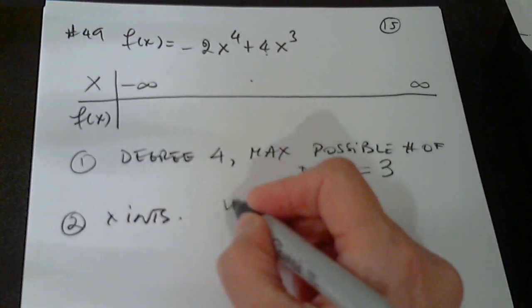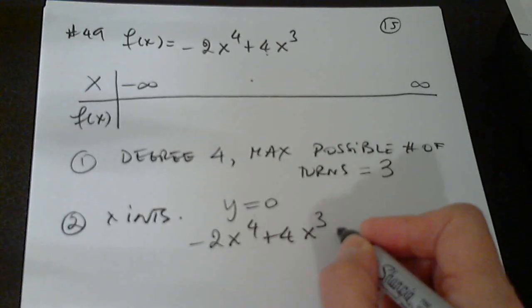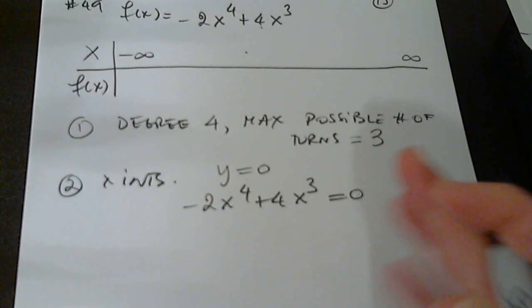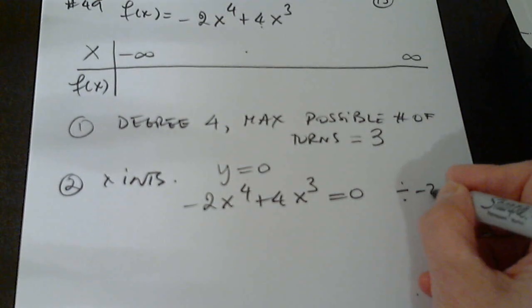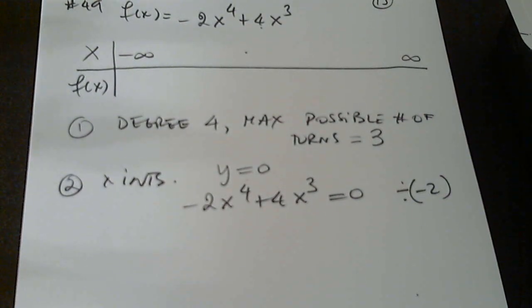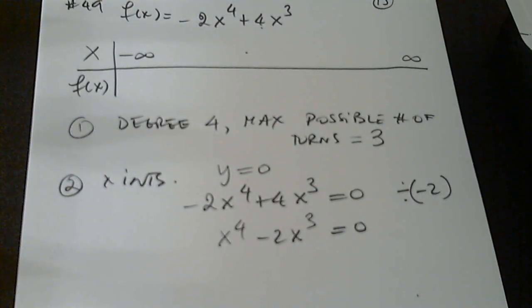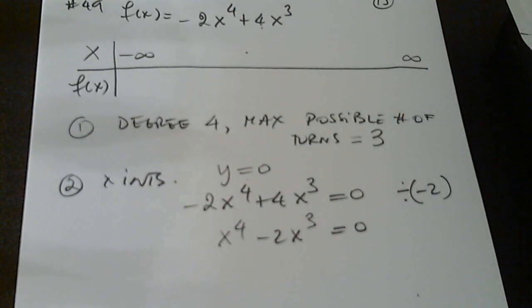Number 2. X-intercepts. We set y equal to 0. -2 x to the 4th plus 4 x cubed equals 0. I refuse to solve any polynomial equation with a negative leading coefficient. And in this case, I'm going to divide both sides by -2. When I solve the equation, dividing both sides by -2 will not change the solutions. So I have x to the 4th minus 2x cubed. Good. So 4 solutions. That doesn't mean 4 terms. It's a different story. 4 solutions.